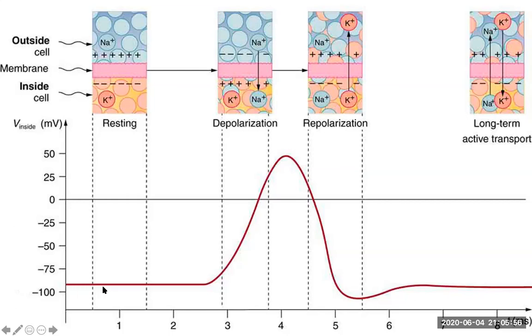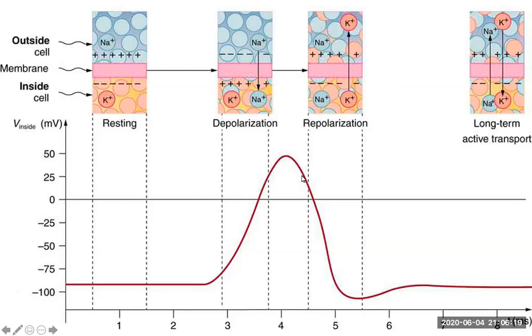Then during the depolarization phase from a stimulus, we have the voltage-gated sodium channels opening. Potassium channels are closed at this point. So sodium channels are opening and sodium rushes into the cell. We reach threshold, positive feedback, we get an action potential peak right at the top.